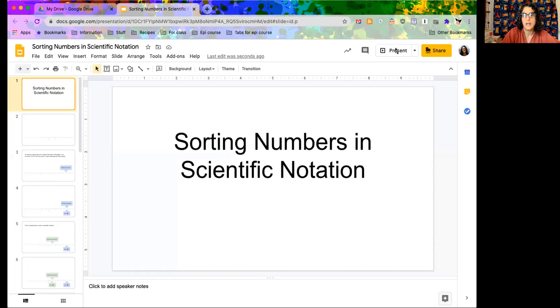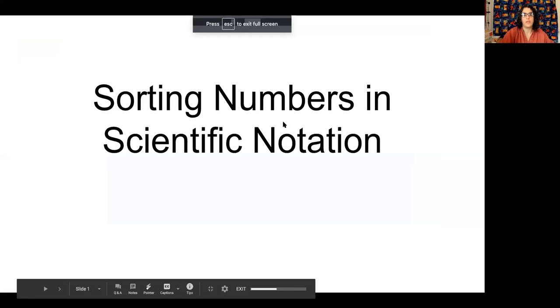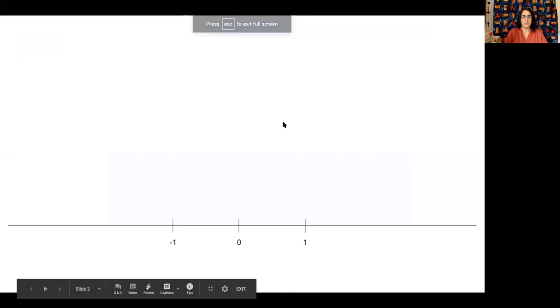Hi there. So today I want to talk about sorting numbers in scientific notation, and I will look at some, not all, but some of the problems that you had off the most recent homework. We'll work through those and I'll highlight some of the issues that I think come up. Before I do that, I just want to look at this number line.